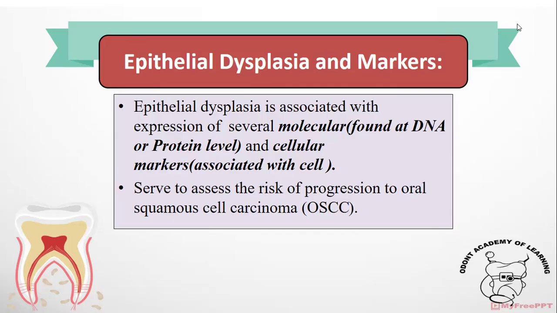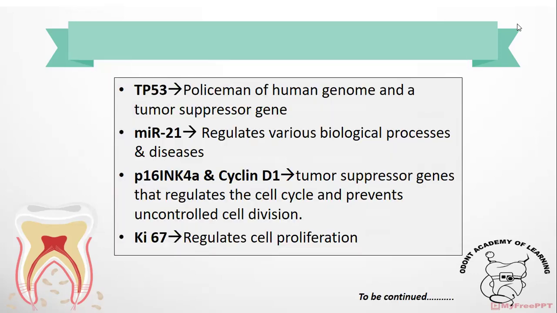The more the area involved in the epithelium, the more the dysplastic changes in the epithelium, the more severe will be the pathology and the faster will be the progression of that pathology to the oral squamous cell carcinoma in the oral cavity or any part of the body. Now, what are the markers which we can use?